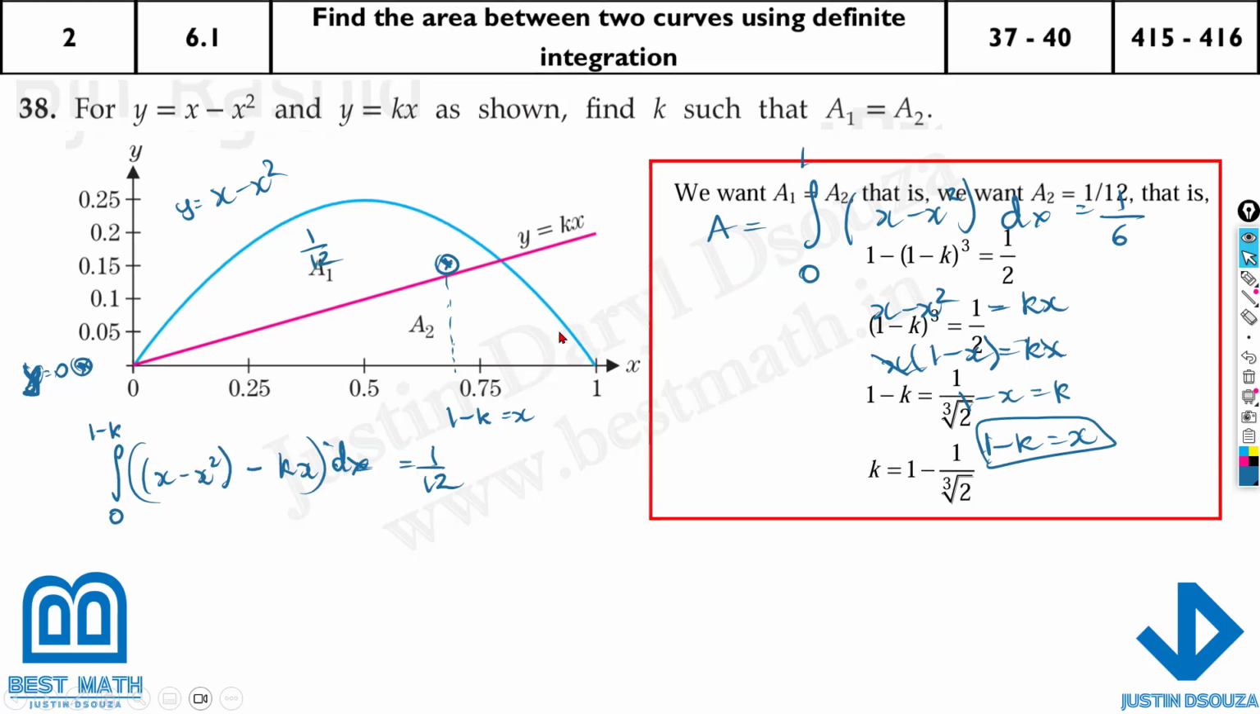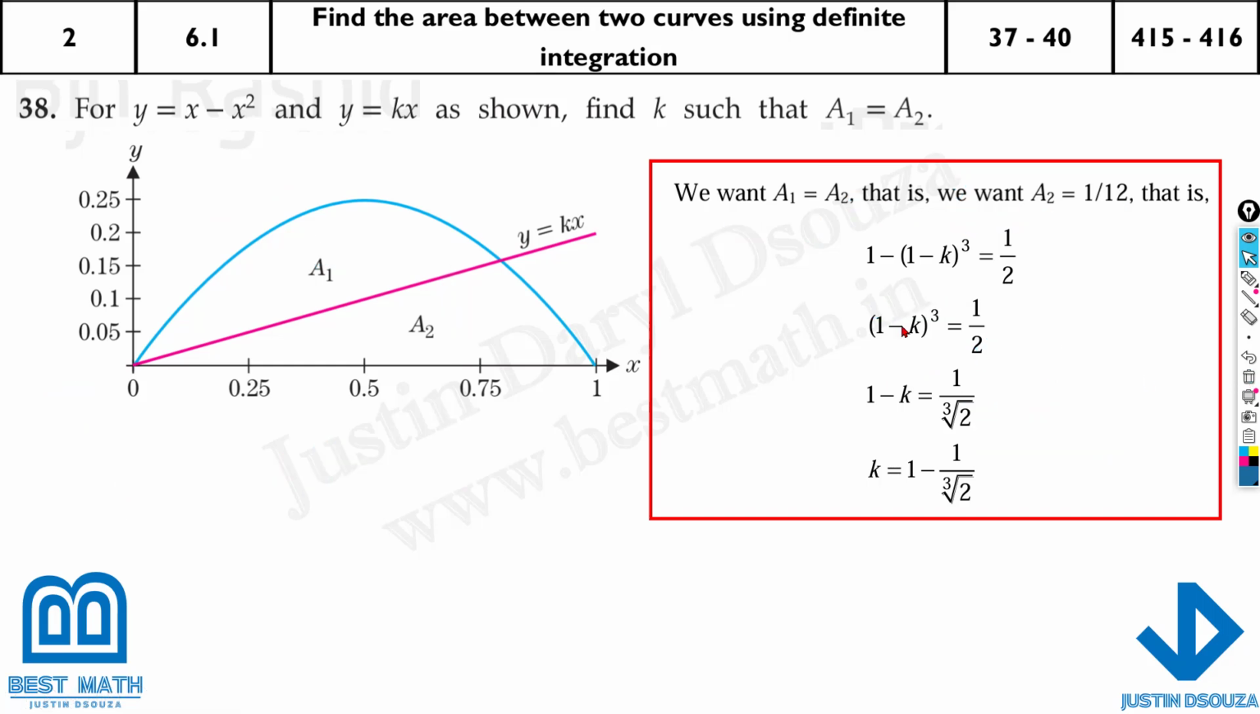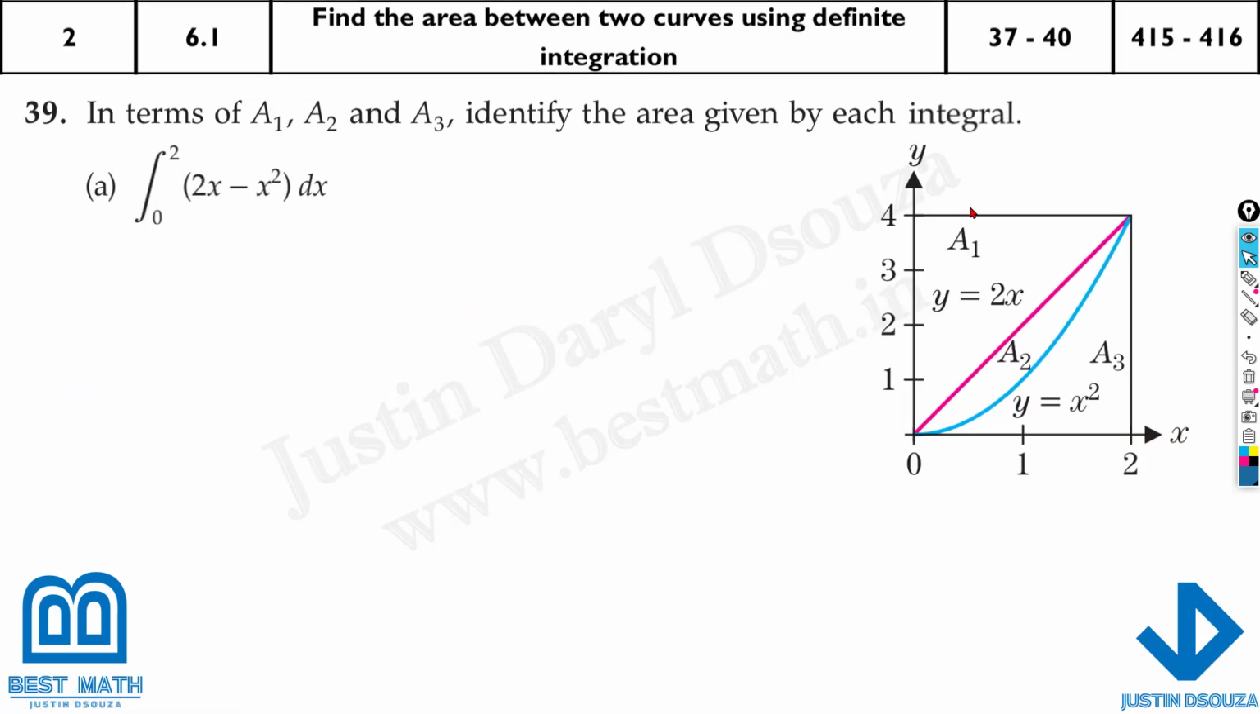Now, this works when all 4 options are given. It's easier to do it like this. I hope this is clear. And if you try all the other options, they'll be wrong. Only one correct answer will give you the correct 1 by 12 area for A1. Now we will check the other ones.